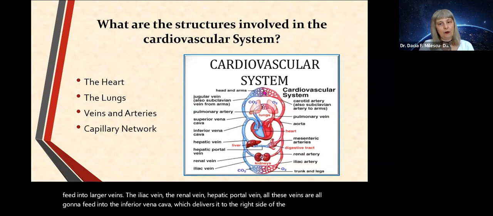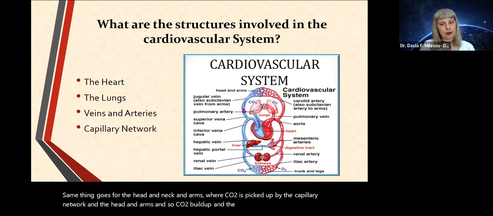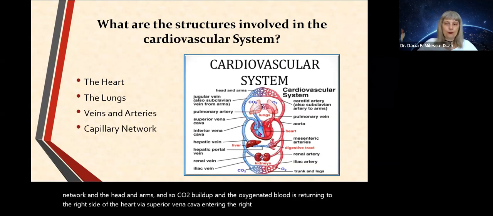Same thing goes for the head and neck and arms, where CO2 is picked up by the capillary network in the head and arms. And so with CO2 buildup, the deoxygenated blood is returning to the right side of the heart via the superior vena cava, entering the right atrium. Boom. There it is.